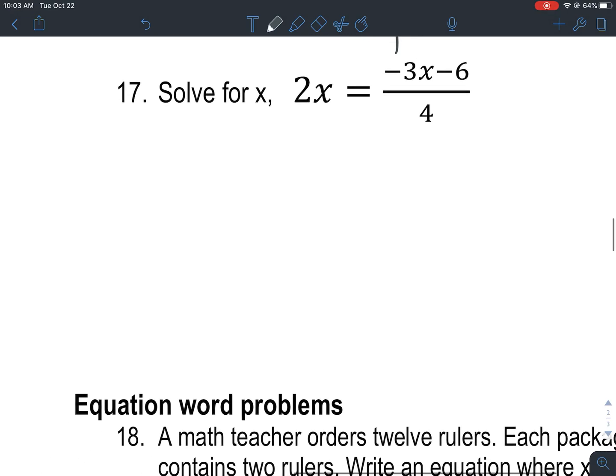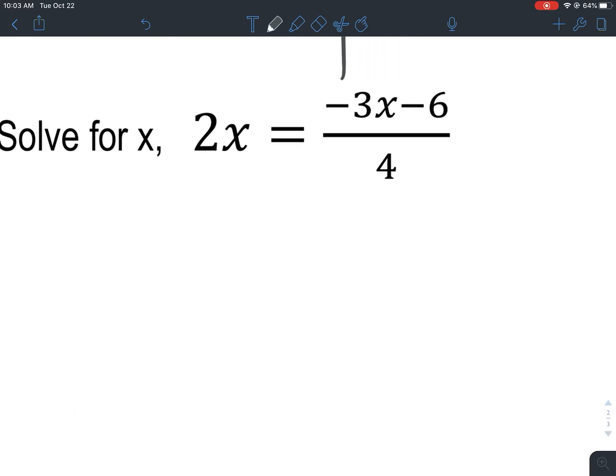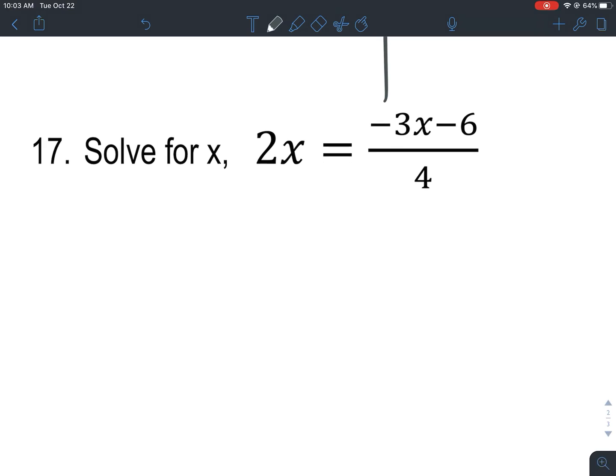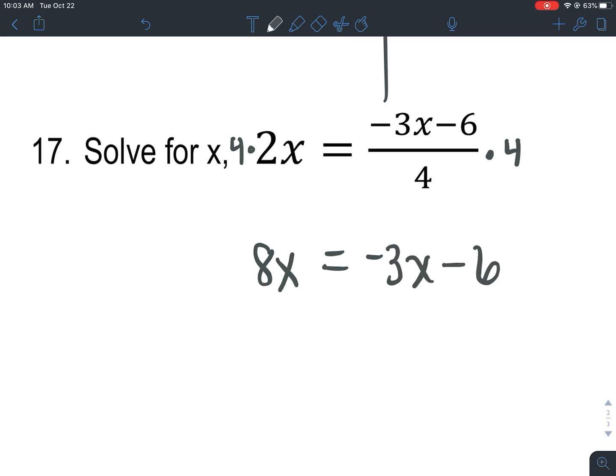All right, number 17 is probably the trickiest one on here. We are going to multiply by 4 first, just like you would if you had that denominator. And then that goes to 8x. 4 times 2x is 8x. And then we have -3x minus 6. Then we're going to add 3x to both sides.